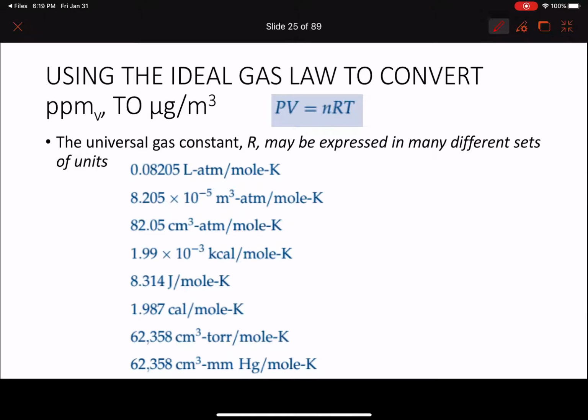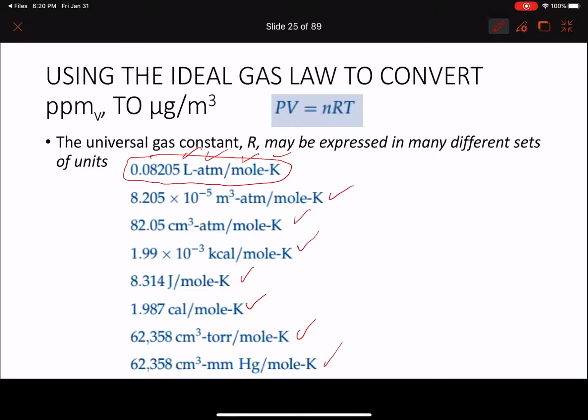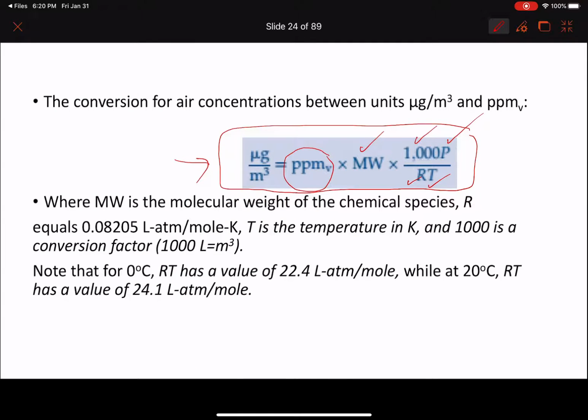Okay, so most of the time we're going to use this R, 0.08205 liter atmosphere over mole Kelvin. Of course, R is different with different units. Okay, so depending on the unit that you are using inside this equation, you're going to use this R. So in this class, we're going to use this R a lot because it is consistent with using ppm, gram per mole, atmosphere, and temperature in Kelvin, and everything else in the same units that we're going to be using in this class.